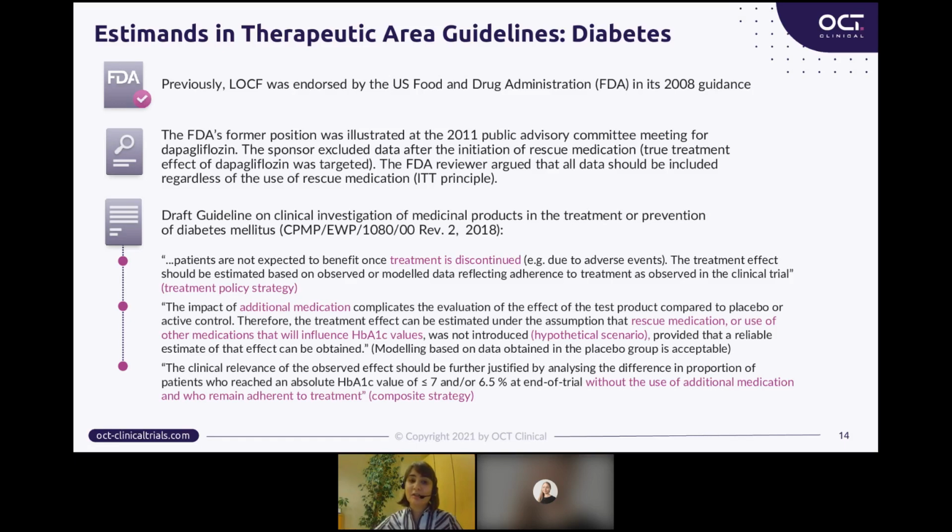In 2018, the EMA published a draft guideline that specifically discusses the use of estimands in diabetes trials. The draft guideline recommends that the primary estimand for glycated hemoglobin should use the hypothetical strategy to account for initiation of rescue medication and use the treatment policy strategy for the intercurrent event trial product discontinuation. In other words, a treatment effect that is free from the impact of other glucose-lowering agents, regardless of trial product discontinuation, is targeted.